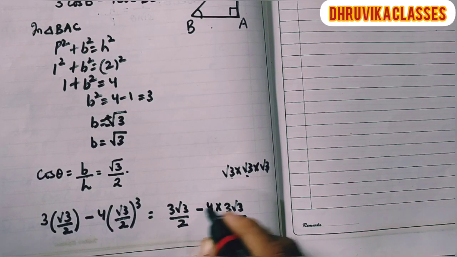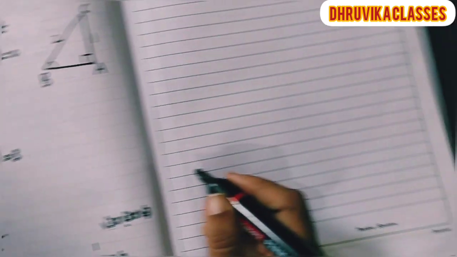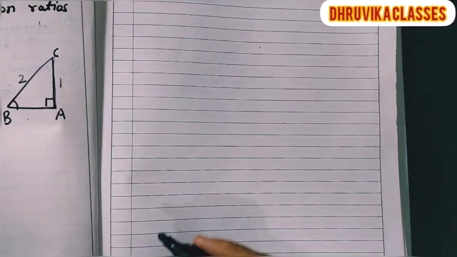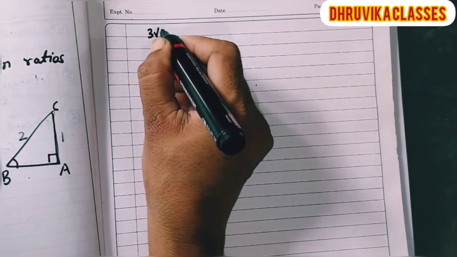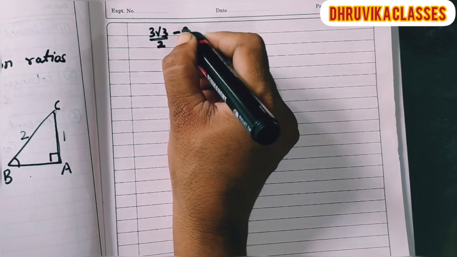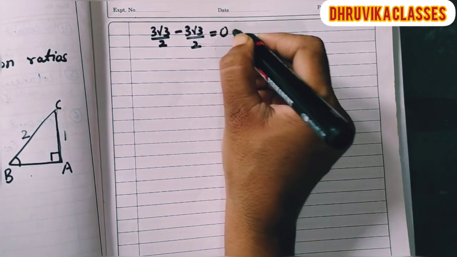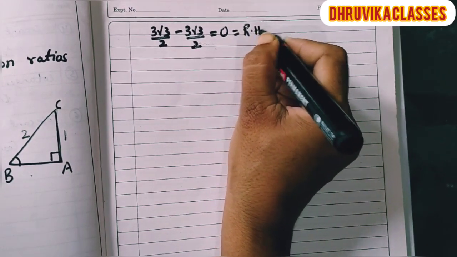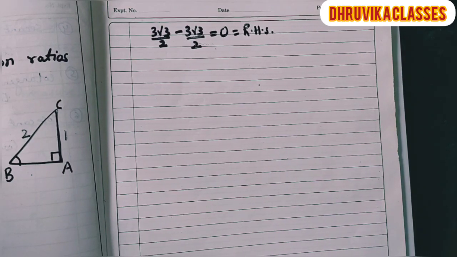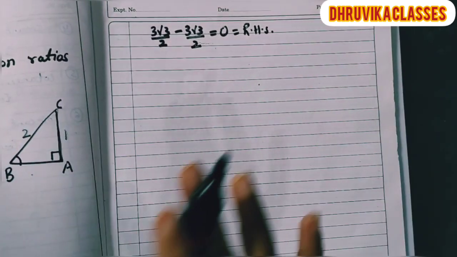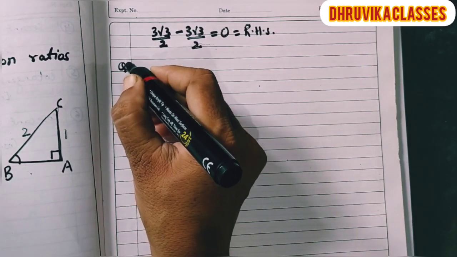Now if something can be cancelled out, we can do it. 4 1s are 4, 4 2s are 8. So what is it coming to now? You can see it is 3 root 3 by 2 minus 3 root 3 by 2. And how much is it? It is equal to 0. That is our RHS. This is our LHS and this is our RHS. So this type of question we can prove by using the trigonometric ratios. Now we come to the next question.